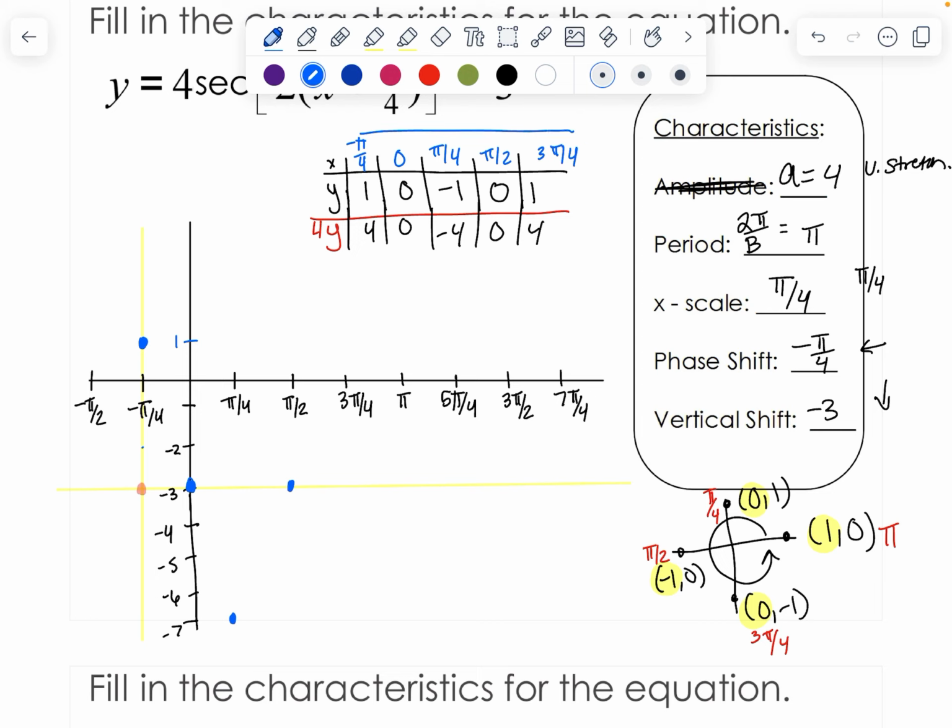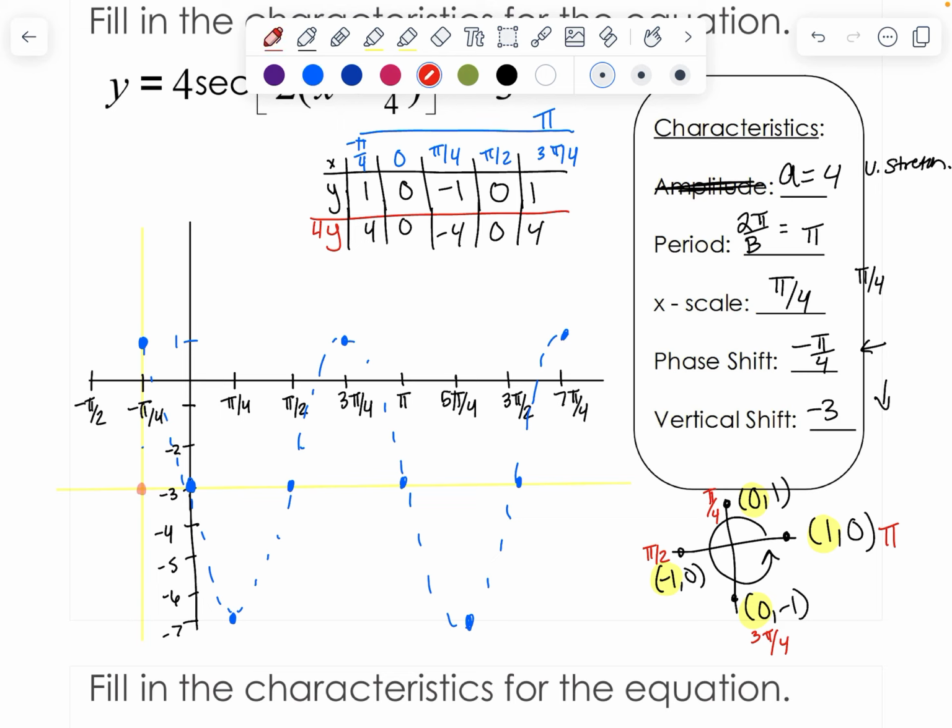And from negative pi over 4 to positive 3 pi over 4 is a total distance of pi. So that would be 1 period. So then at 3 pi over 4, I should be back up 4. And when I'm back up 4, that's 1, 2, 3, 4 from this line. So that's why I'm actually at 1. So this is one cycle of cosine. And then I could continue that pattern. I'd be back to 0, then back to -7, back to my 0 line, back to here. And I could continue that.